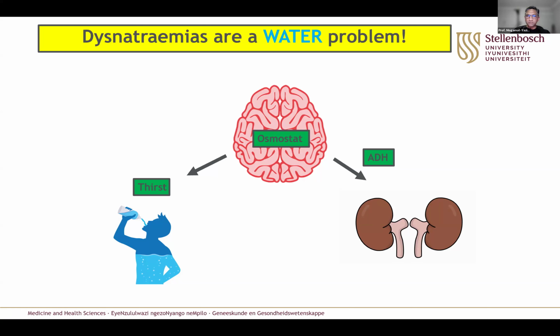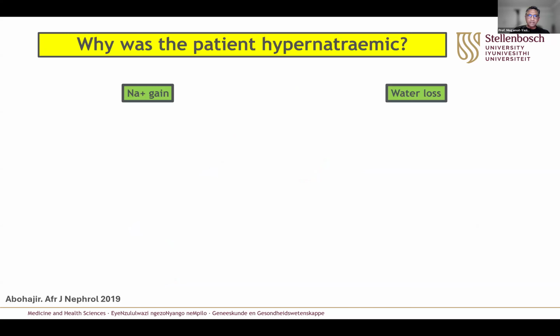So an appropriate renal response in the face of hypernatremia would be concentrated urine. And an appropriate renal response in the face of hyponatremia, a low sodium, is to excrete dilute urine with an osmolality of close to 50. So why was the patient hyponatremic in our case? Well, there's only two ways to develop hyponatremia. It's either due to sodium gain or water loss.